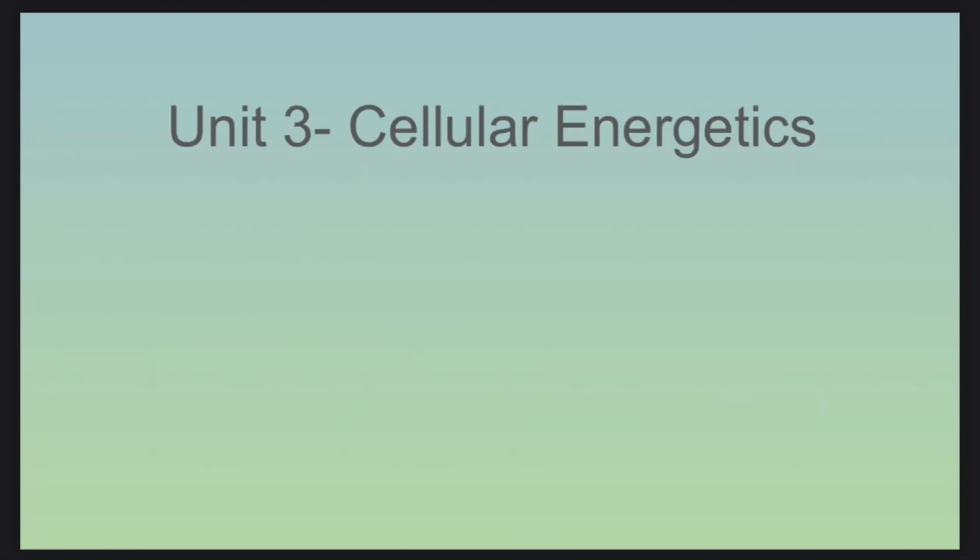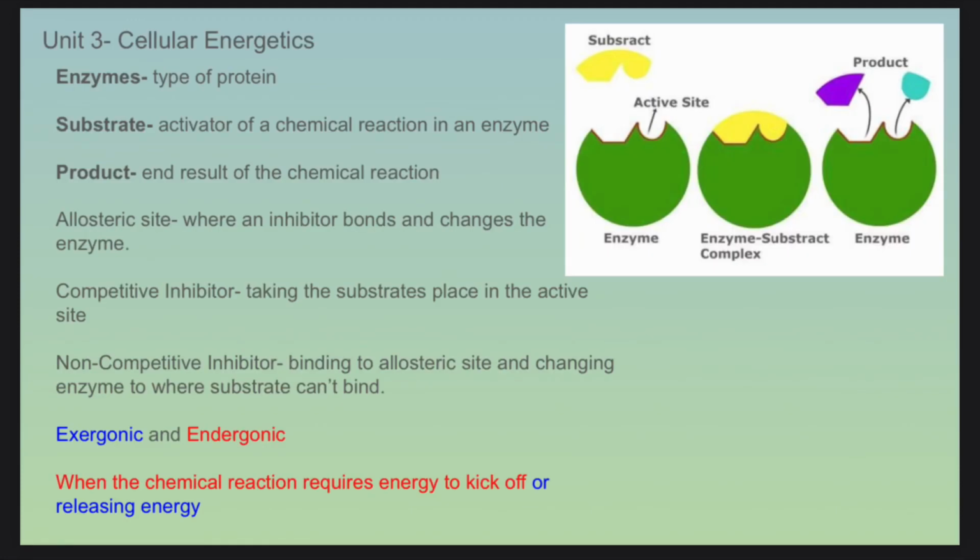Okay, so now we made it to Unit 3, Cellular Energetics. Let's learn about enzymes. Enzymes are just a type of protein. A substrate is an activator for a chemical reaction of an enzyme. A product is the end result of that chemical reaction between the substrate and enzyme.